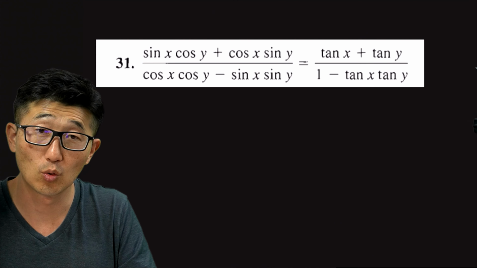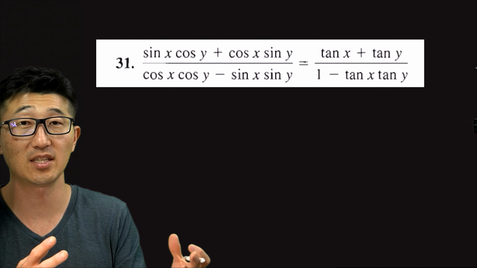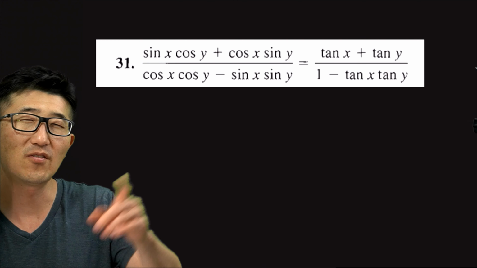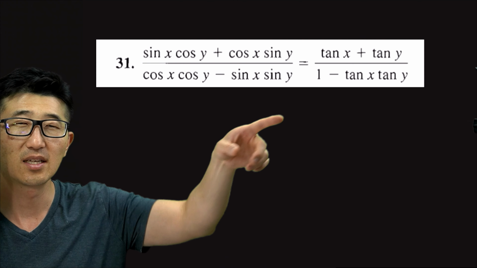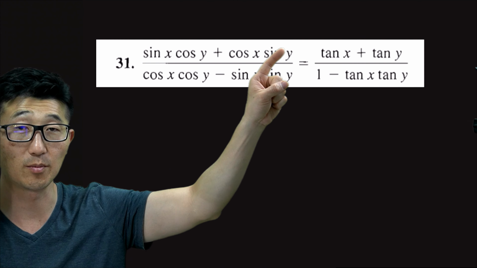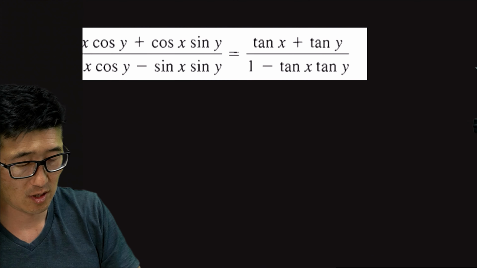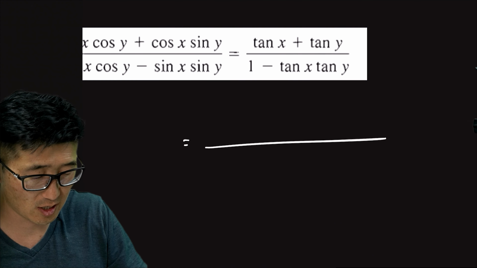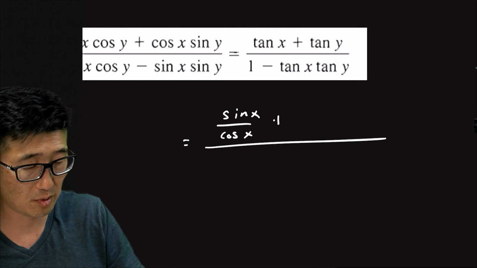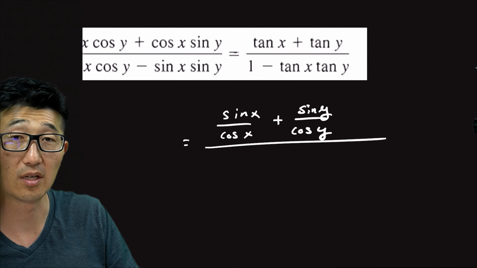So which side should I start? Now, the left side definitely looks more dense, right? But I'm looking at this, I'm thinking, wait a second. Everything on the left side is sine and cosine. Tangent is made up of sine and what? Sine and cosine. So tangent x will become sine x over what? Over cosine of x. Plus sine of y over cosine of what? Cosine of y.